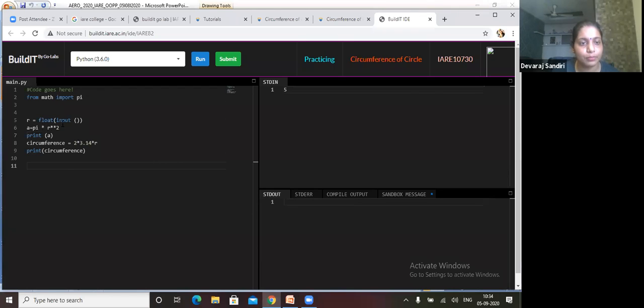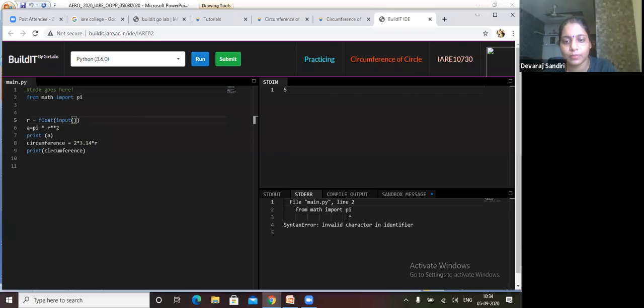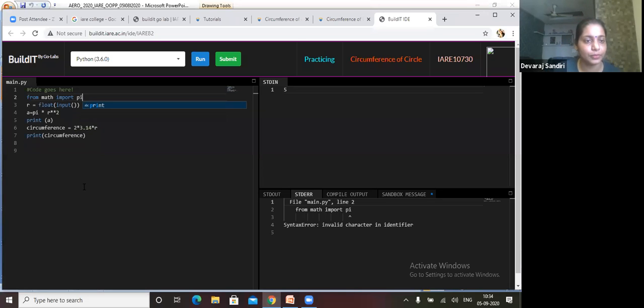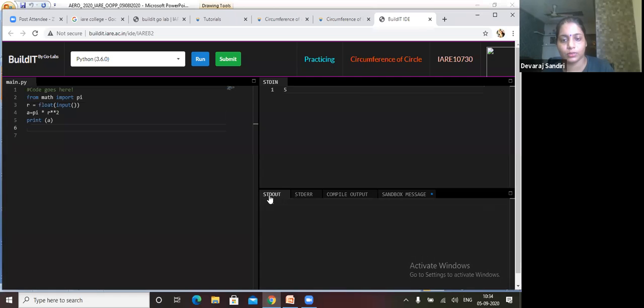Pi r square, float, correct. Where are we getting the output, running line 2, second line, pi, correct, 2.3 r. If I give only this one, instead of pi, if I write 3.14, what will we get as output? No need for this one.